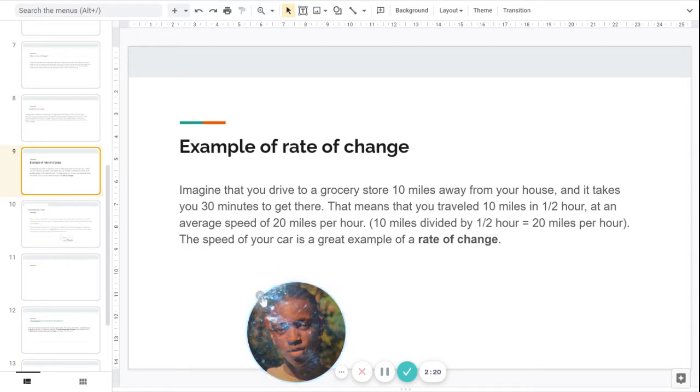Example of rate of change. Imagine that you drive to a grocery store 10 miles away from your house and it takes you 30 minutes to get there. That means that you travel 10 miles in half an hour, an average speed of 20 miles per hour. 10 miles divided by half an hour equals 20 miles per hour. The speed of your car is a great example of a rate of change.